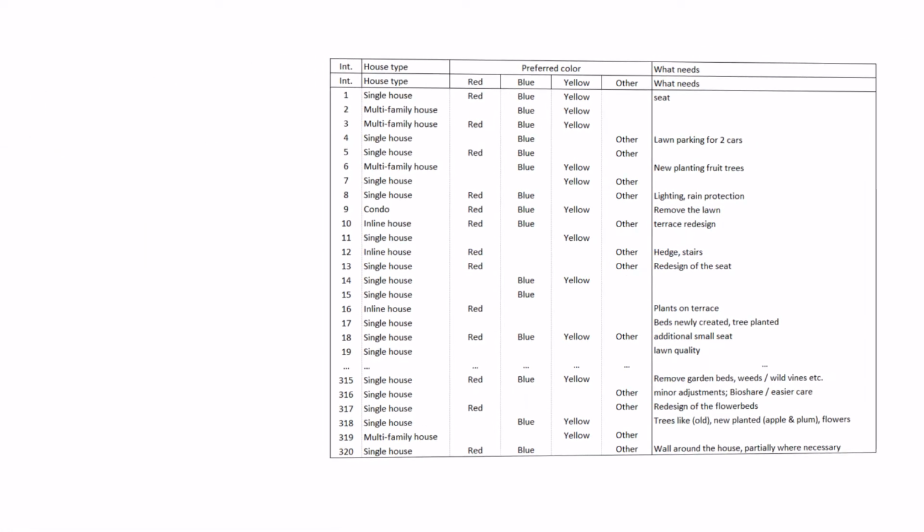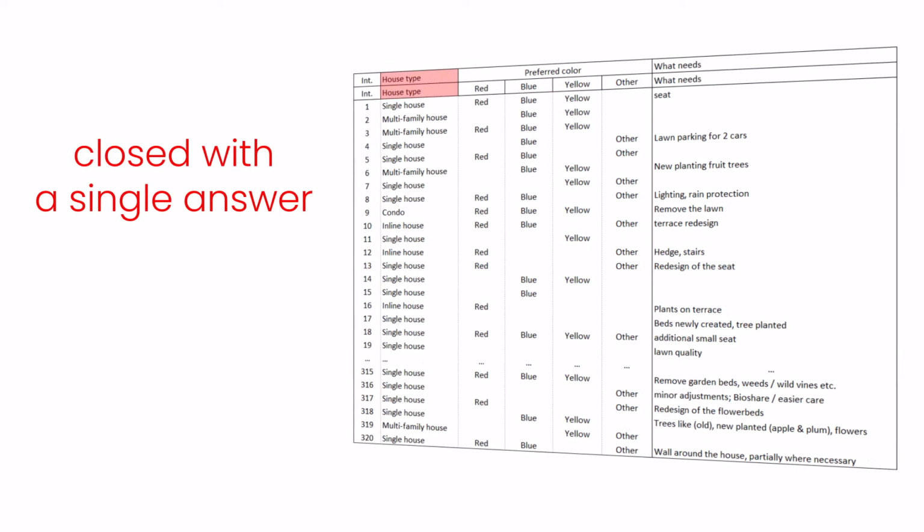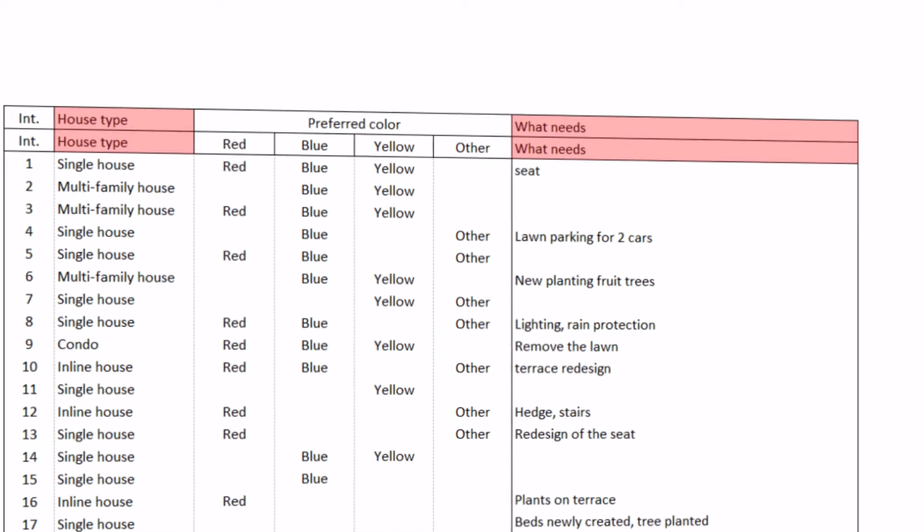If your survey includes this type of question, the other types of questions, closed with a single answer and open-ended, must also use 2 rows, repeating the same question in both rows.